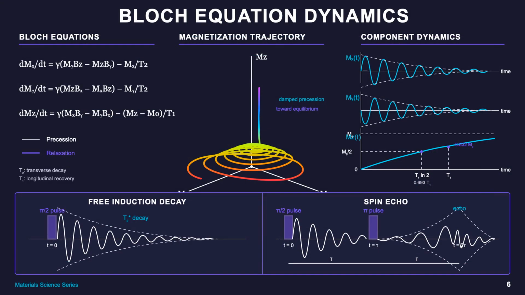The Bloch equations describe magnetization dynamics, including relaxation. The transverse components mx and my decay with time constant T2 while precessing around the applied field. The longitudinal component mz recovers toward equilibrium with time constant T1. The trajectory spirals from initial state toward equilibrium. Spin echo techniques can refocus some dephasing, effectively extending coherence time for quantum operations.